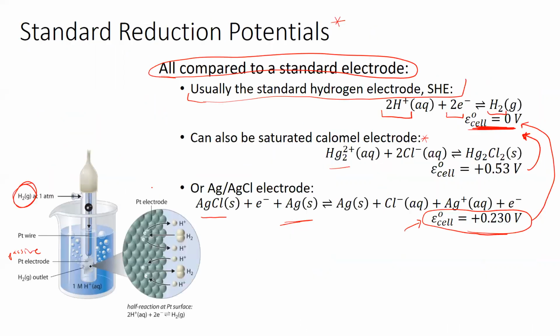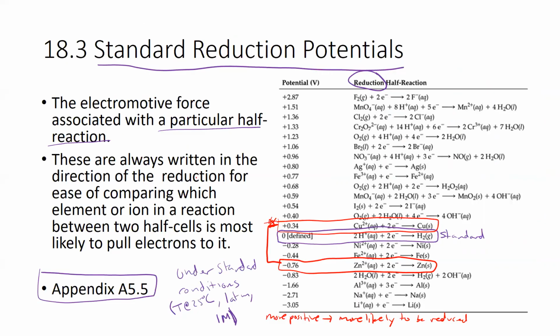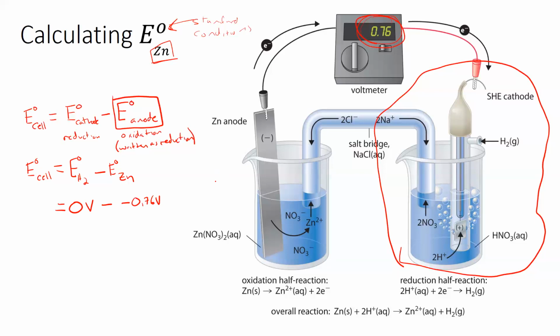And I can show you that. We'll go back up to our table. Here's our 0 volts right here for hydrogen, and here's our negative 0.76 volts for the zinc. And so you could figure out the whole electrochemical cell by doing that, and you would wind up with a value of 0.76 volts. That's where that value up there comes from.